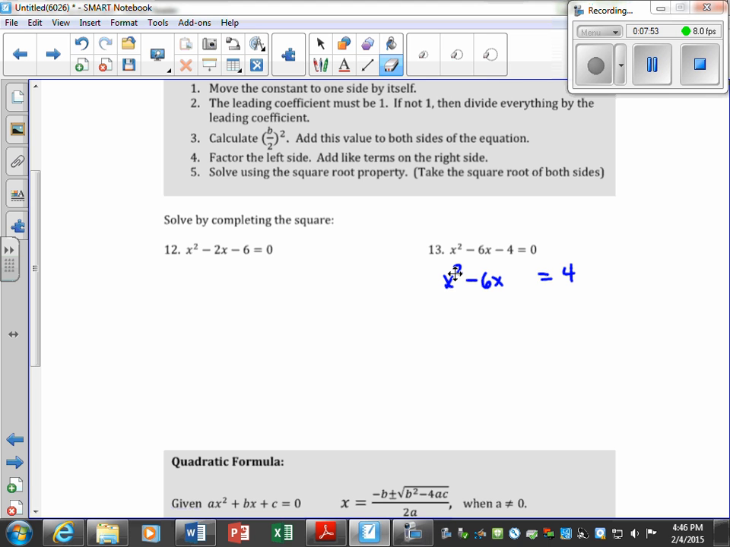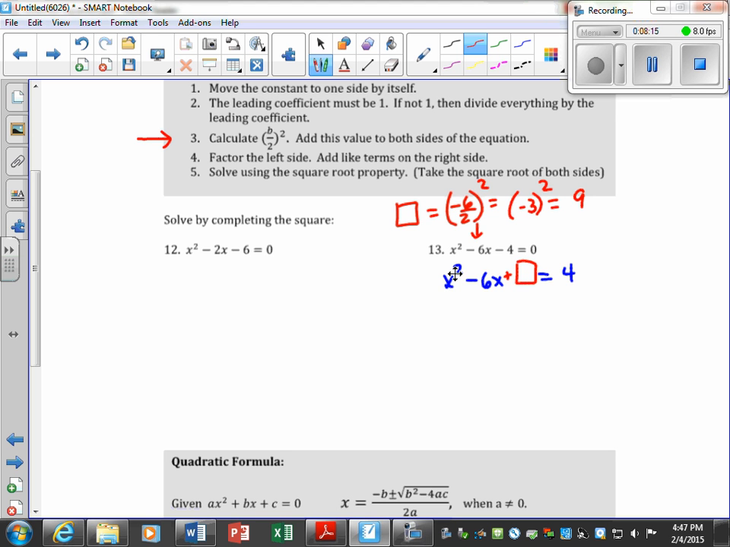Okay, we're trying to determine what number goes in this box, and to do that we're going to come up here and calculate the b term divided by 2 and square it. We said this is going to be our b term, so it's going to be -6 divided by 2 and square it. That would be -3 squared, which is 9. If I add 9 here, I must add 9 to the other side as well.